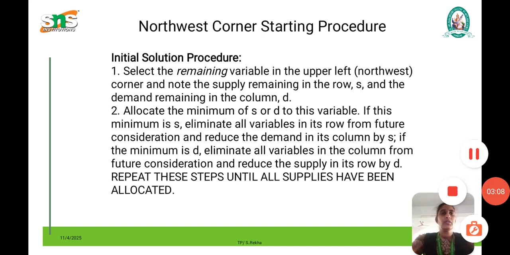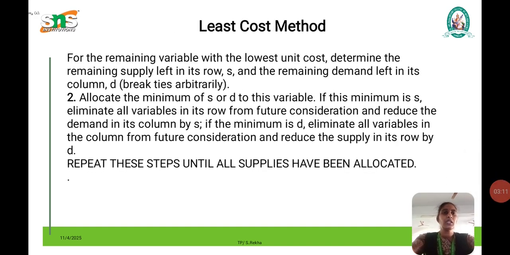Next we can go for the least cost method. In the least cost method we have to choose the least value among all the cells. If there are values 1, 2, 3, 4, 5, 6, we have to choose the least value, that is 1. If in that column the supply and demand values are equal, we choose the minimum value. We allocate either supply or demand and eliminate that value, that is, we subtract the supply from the demand.